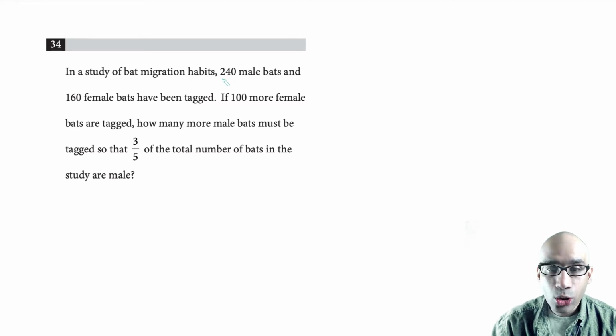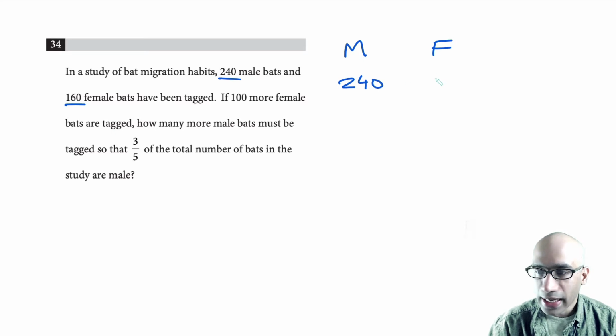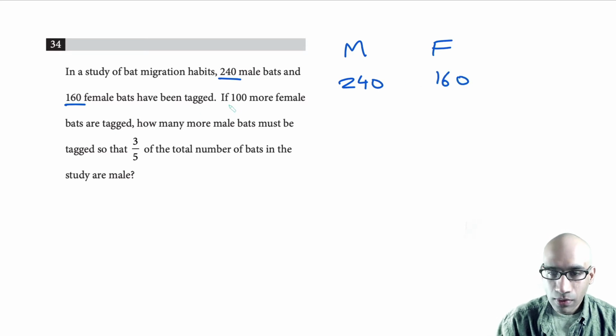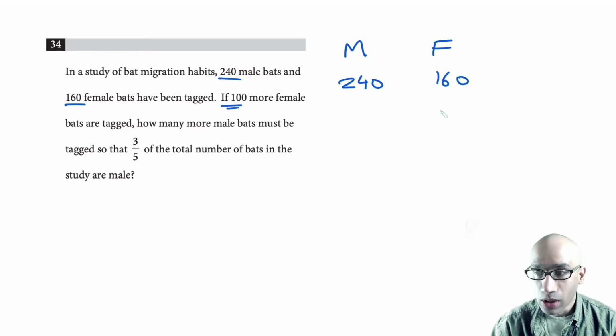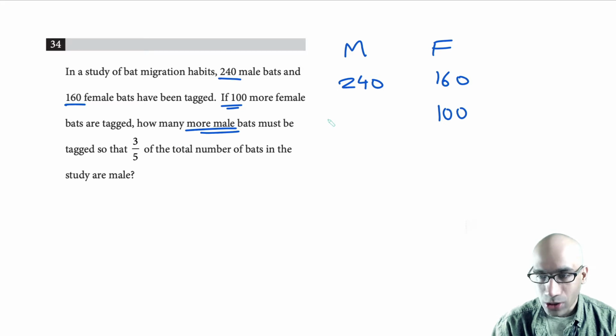Okay, so initially 240 male bats and 160 female bats have been tagged. So male, female, I'm just going to write down 240 and 160, and then 100 more are tagged. So probably in the next experiment they tagged 100, and then they're asking how many more male bats are tagged. So I'm just going to put X over here, right?